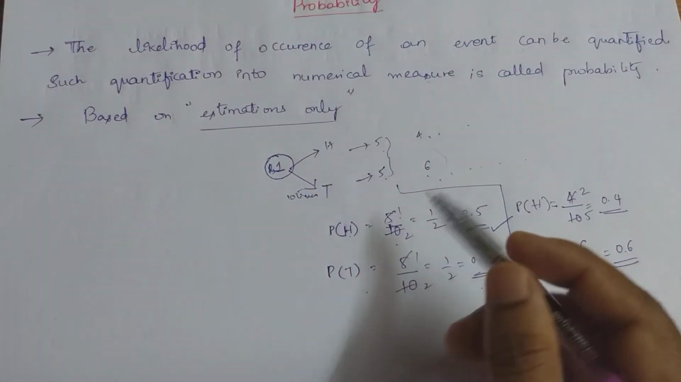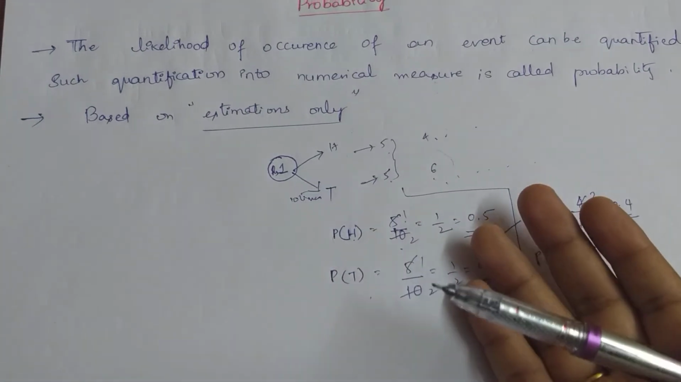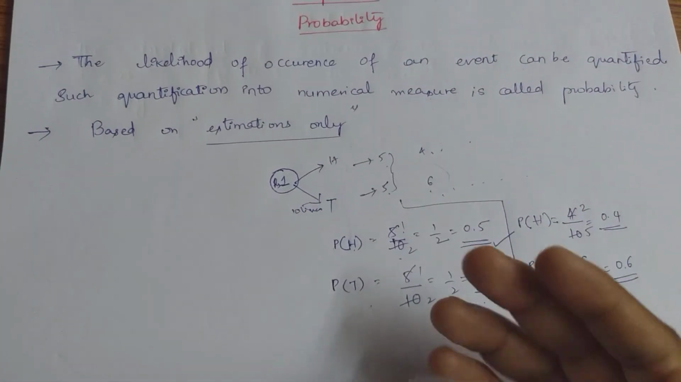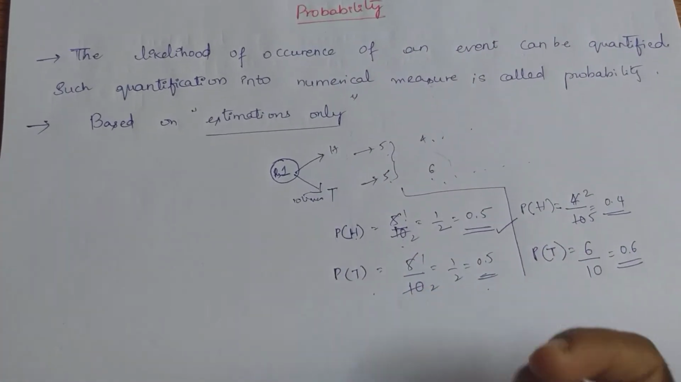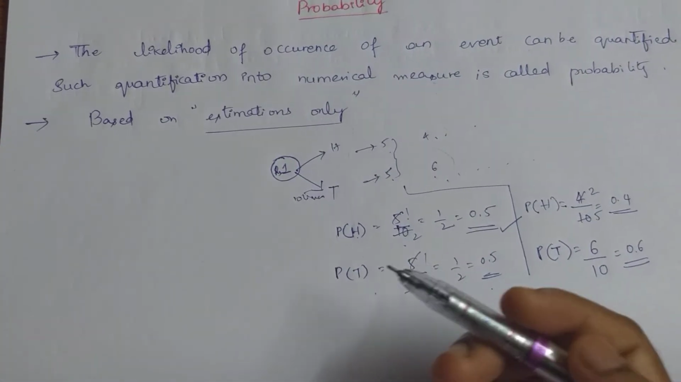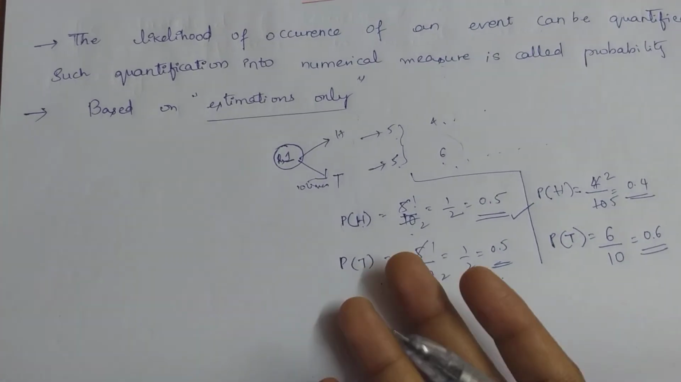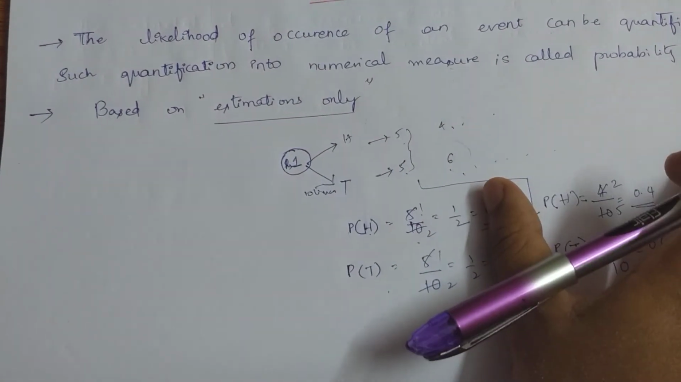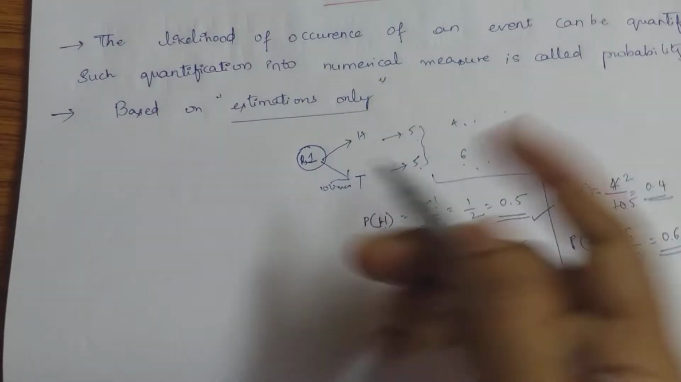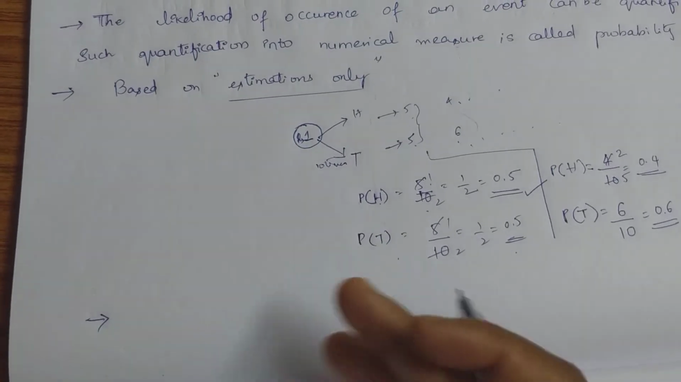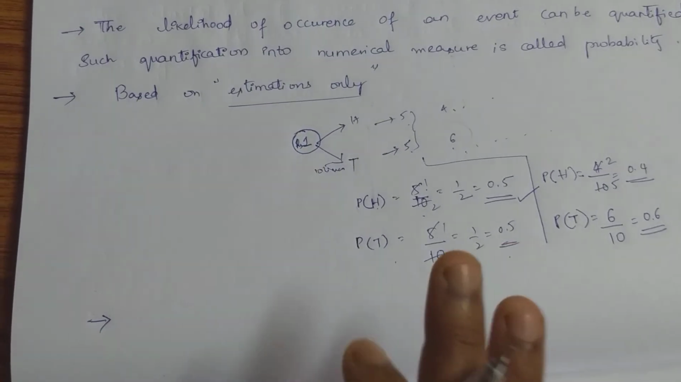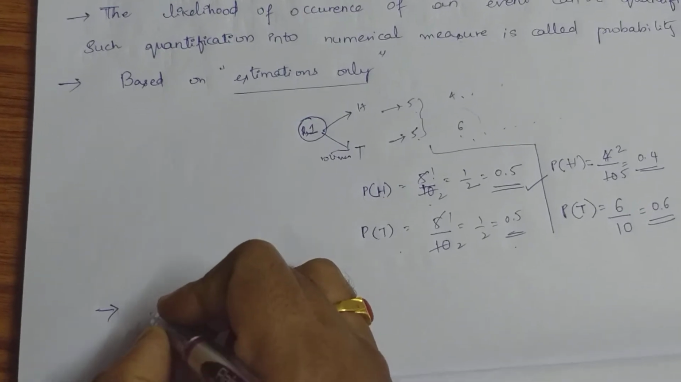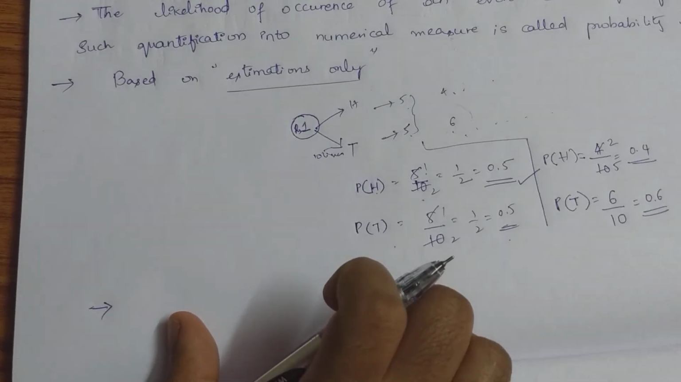If we toss the coin 100 times, 1000 times, 10,000 times, when you perform the experiment multiple times, then counting the outcomes is a bit difficult. So that's why we have to make an assumption, because this probability chapter itself is based on estimations. So one assumption you have to make is that all the outcomes are equally likely.